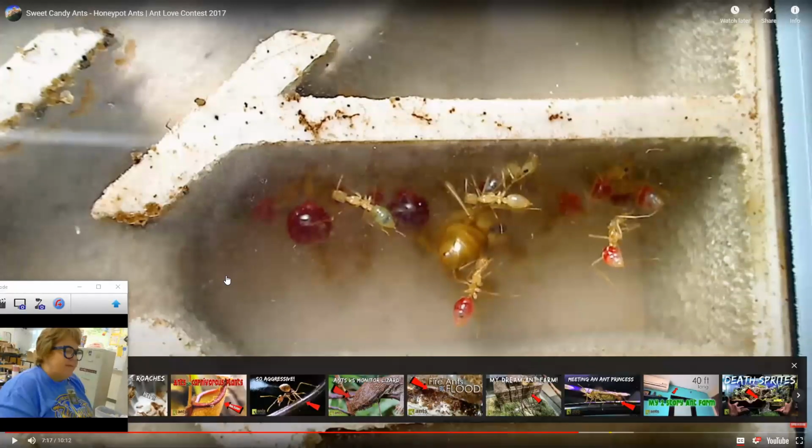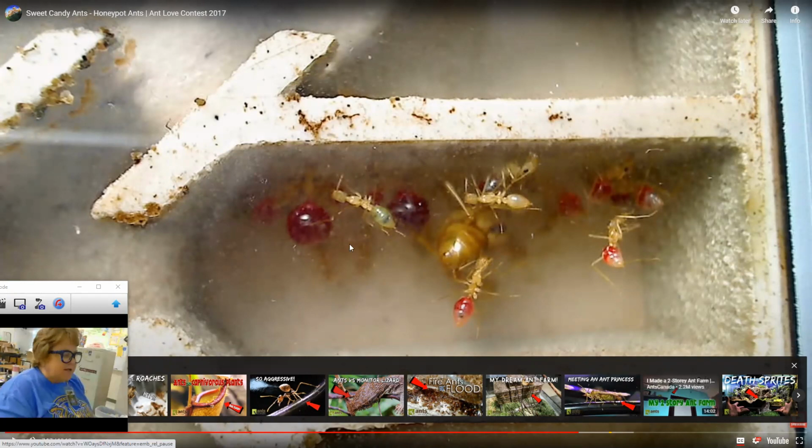All right, I think we'll stop there on that one. I probably didn't even need to go that far. But the reason that they're green is not because they're actually green. The reason that those other ones were green is because of what they were being fed. They were specifically being fed green sugar water. But that is a certain species of ants.